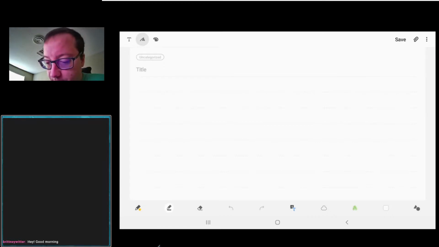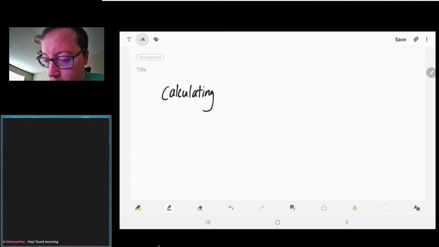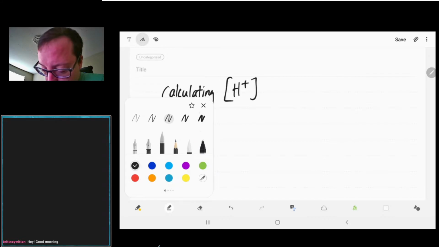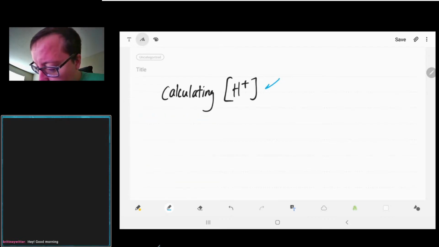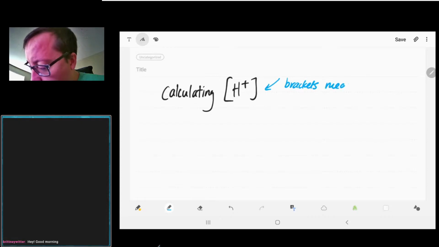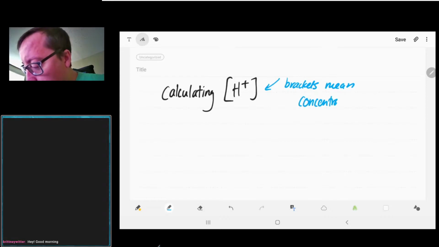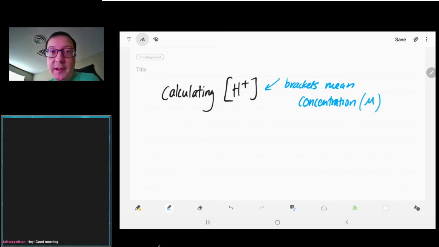So there is a point to all of this stuff, by the way. We're going to see that it's going to be very important for us to calculate the concentration of H+. Something that's in brackets, by the way, means it's a shorthand for saying concentration. And for us, that is going to be in molarity.